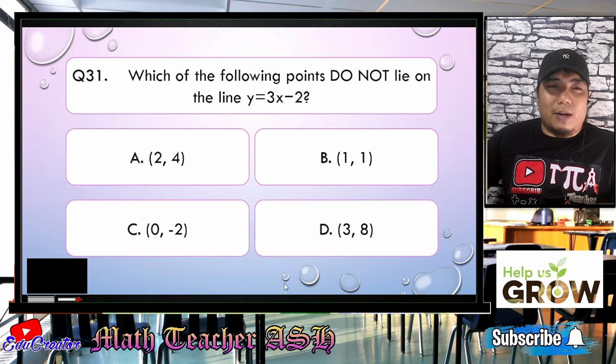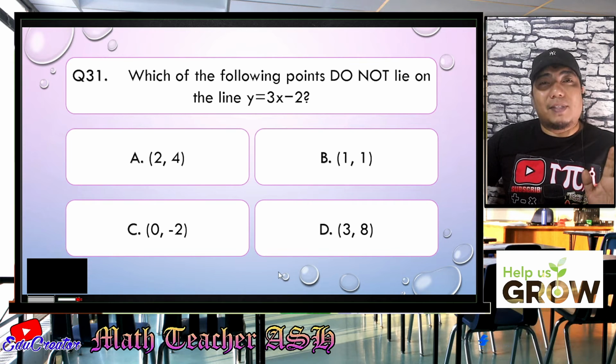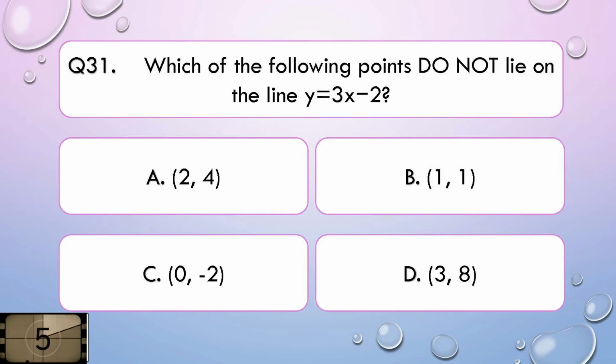Question number 31. Which of the following points do not lie on the line y is equal to 3x minus 2? Is it A, (2, 4), B, (1, 1), C, (0, negative 2), or D, (3, positive 8)? I'll give you 5 seconds to think about your answer.